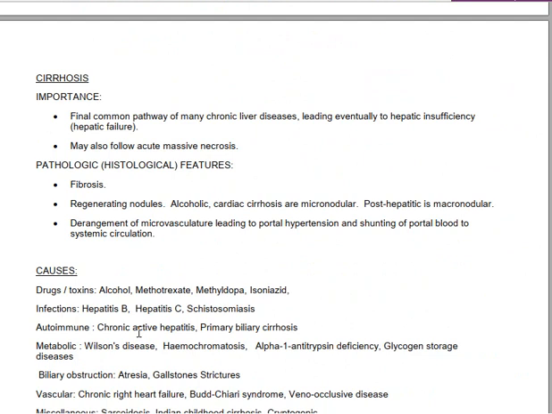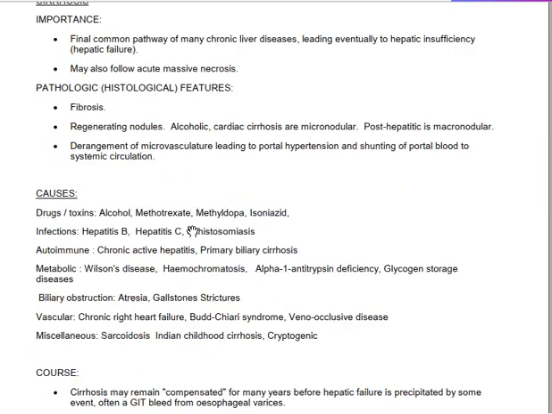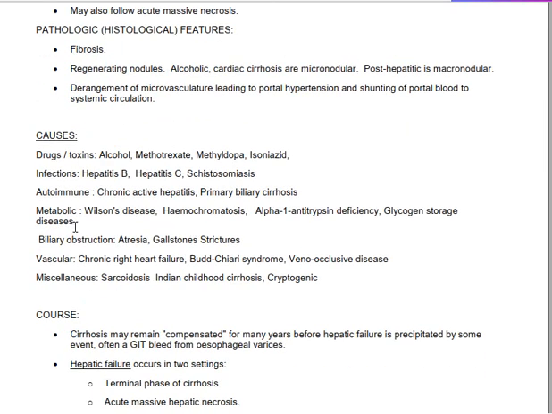And then lastly we have liver cirrhosis. In liver cirrhosis, you need to know that there is abnormal architecture of the liver. We have fibrosis and regenerating nodules, and types include alcoholic, cardiac cirrhosis, and also macronodular. These are the different causes of liver cirrhosis. It can be pre-hepatic, intrahepatic, or post-hepatic. When it is pre-hepatic, it can be due to alcohol, methotrexate, and all that. Intrahepatic can be due to hepatitis C, B, and schistosomiasis. We also have chronic active hepatitis, primary biliary cirrhosis, and all that.